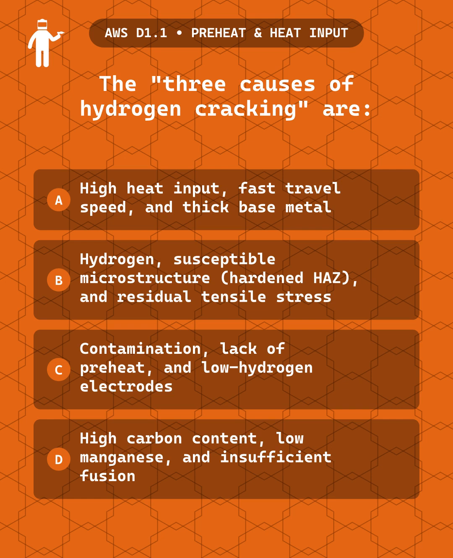Question 7. The three causes of hydrogen cracking are: is it A, high heat input, fast travel speed, and thick base metal, B, hydrogen, susceptible microstructure in the hardened HAZ, and residual tensile stress, C, contamination, lack of preheat, and low hydrogen electrodes, or D, high carbon content, low manganese, and insufficient fusion?